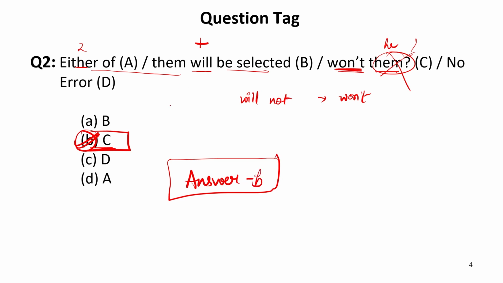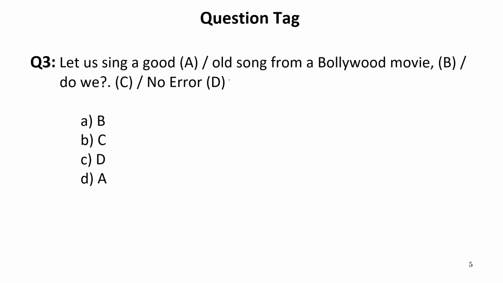Now let us move to the next one. Let us sing a good old song from a Bollywood movie. Whenever we write a sentence using let, in question tag we use the word will or shall. Now let us sing a good old song from a Bollywood movie. So this is just a suggestion. So do we should be replaced with shall we.